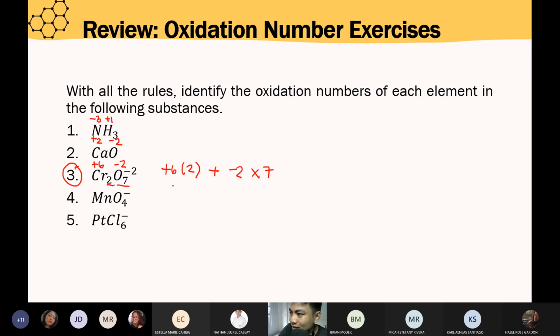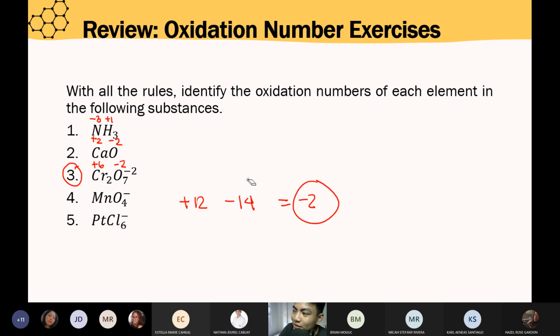So, look at this. This is 12. This is negative 14. So, add mo, negative 2 nga. Yun o, negative 2. Yun. Nakita mo na. Baka nakalimutan mo na yung subscript. So, yeah. So, pag pinag-add mo yung oxidation numbers nila, ayun, negative 2 siya, which is the charge of the molecule. Ayun. Yun. So, ganun lang.